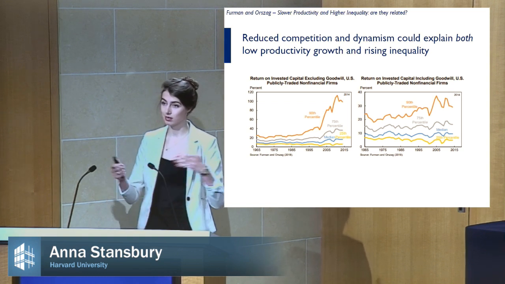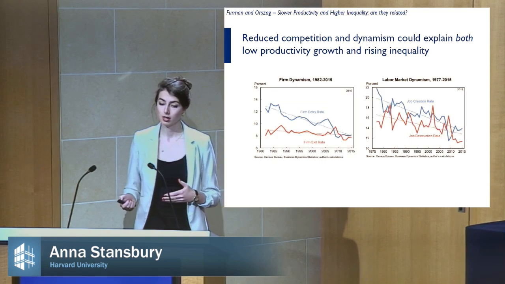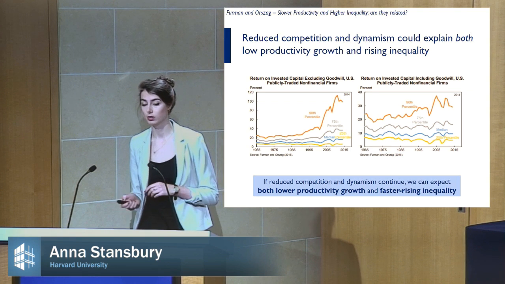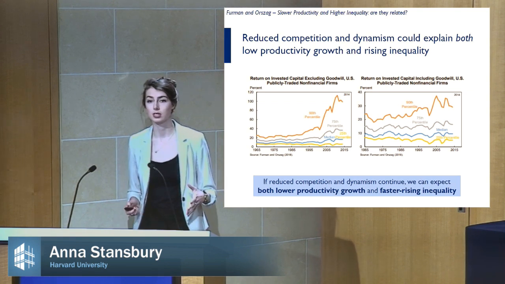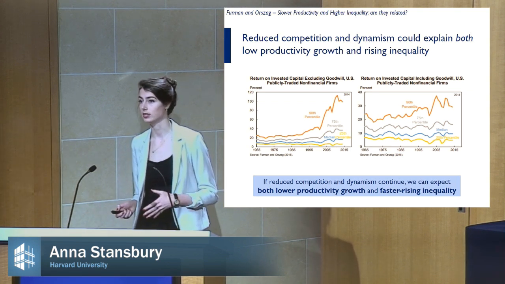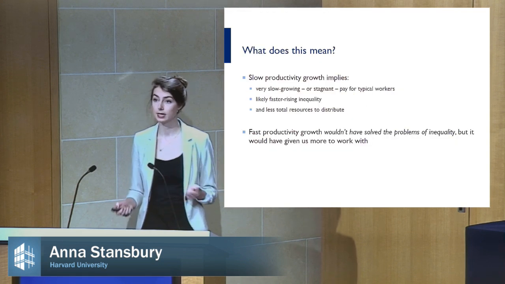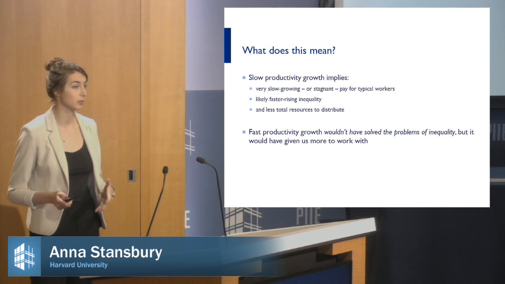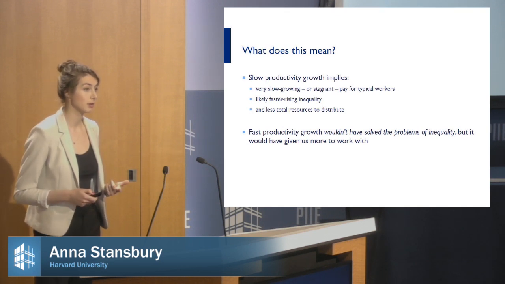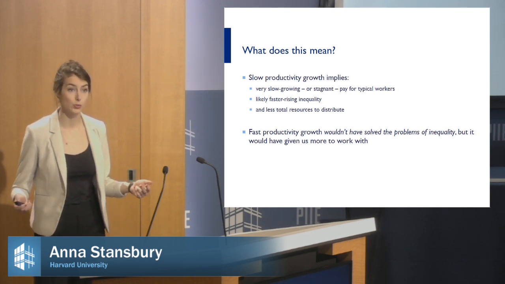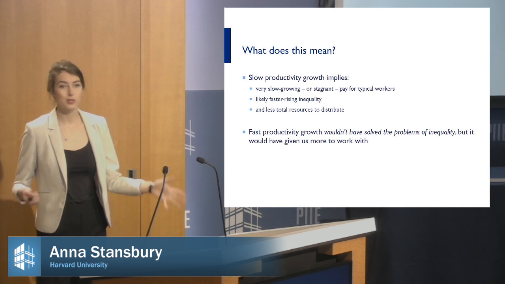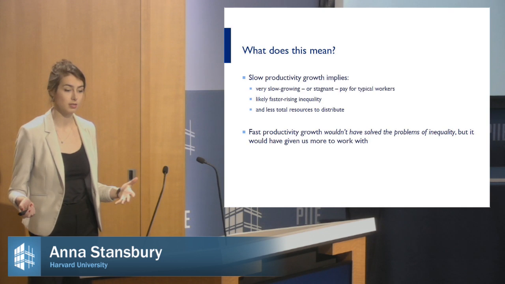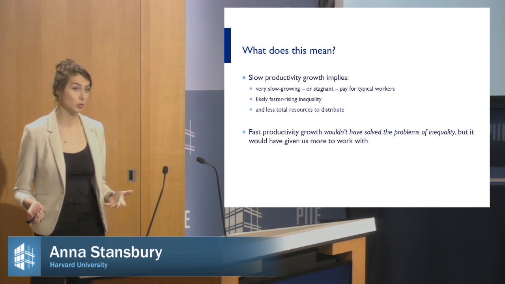So to take the implication for the future, if reduced competition and dynamism continue, then we can expect both lower productivity growth and faster rising inequality. So not particularly cheery implications. Low productivity growth implies slow growing or stagnant pay for typical workers, likely faster rising inequality, and less total resources to distribute. It's worth noting that fast productivity growth would not have solved the inequality problems that we face, but it would have given us much more to work with.